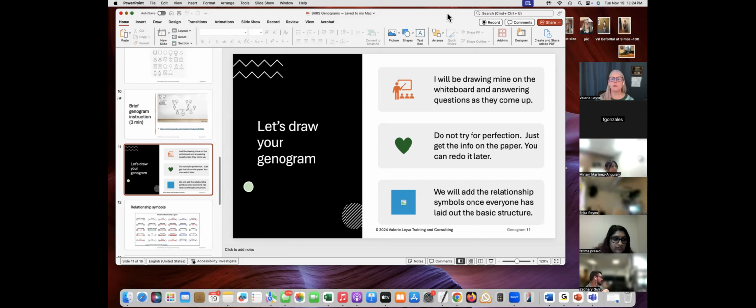Okay, so get out your paper and pencil. I am going to move over to the whiteboard. I might have to stop sharing to get back into that. I'm going to start drawing my genogram. Where is my whiteboard? There we go.